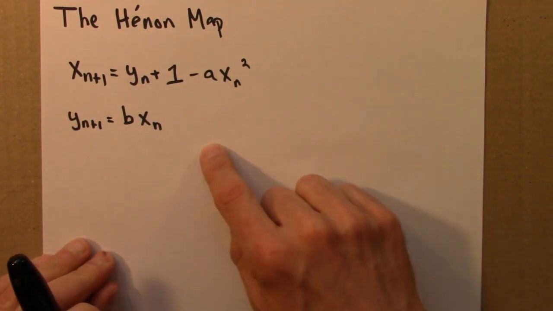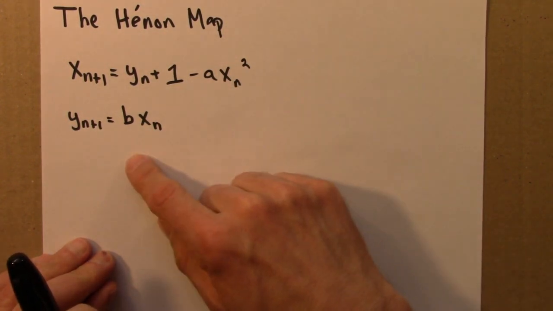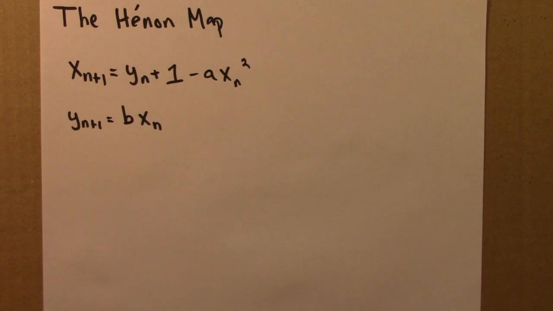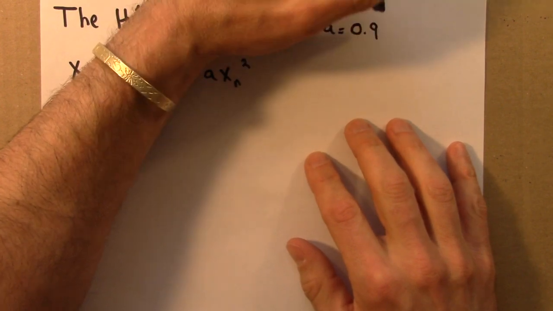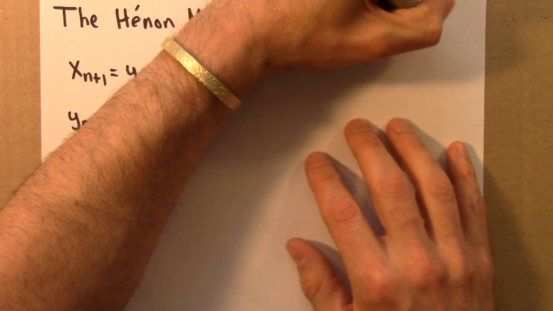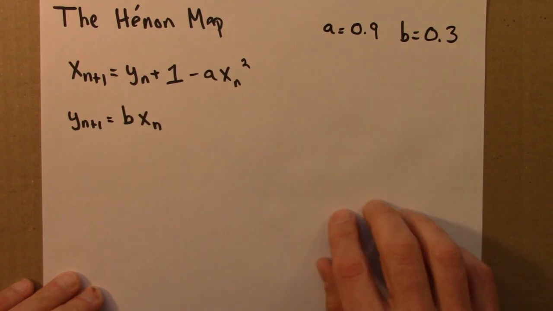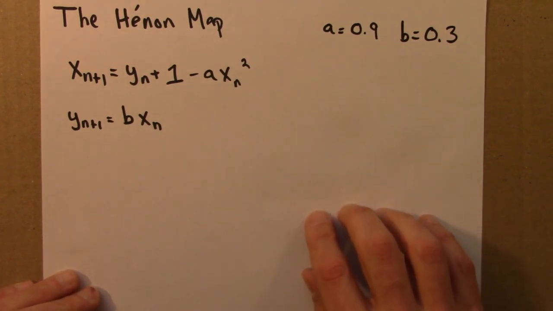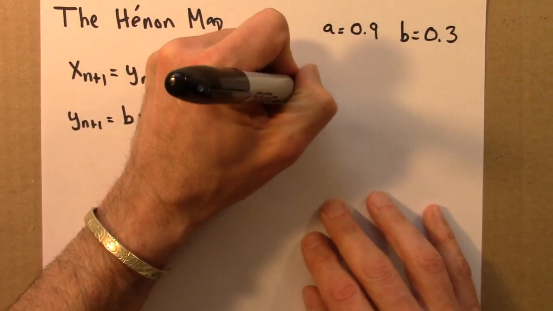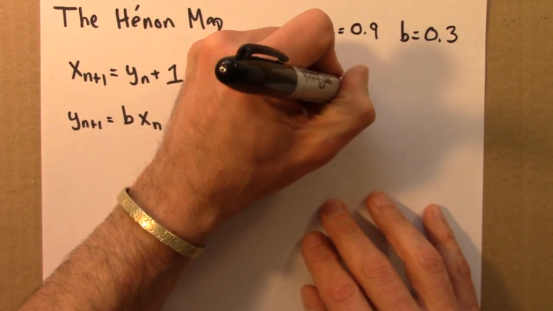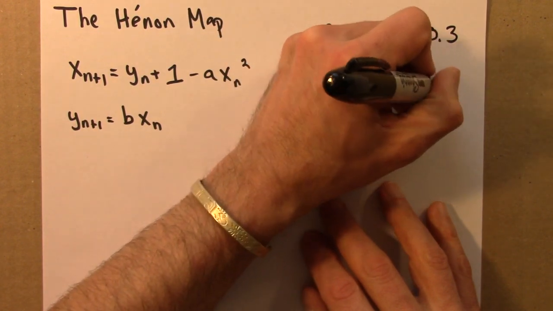So in order to get numbers out of this, we need to choose values for the parameters a and b, just like we needed to choose a value for the parameter r in the logistic equation. For this example, I'll choose an a of 0.9, and b will be 0.3. So those are my parameter values. We also need to choose initial conditions. There are two initial conditions now because there are two variables, x and y. For my x initial value, I'll choose 0.2. And for my y initial value, I'll choose 0.4.